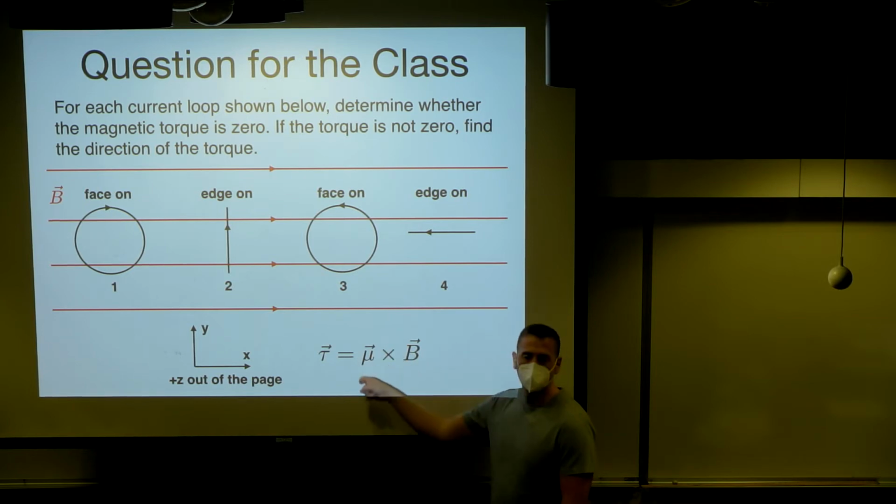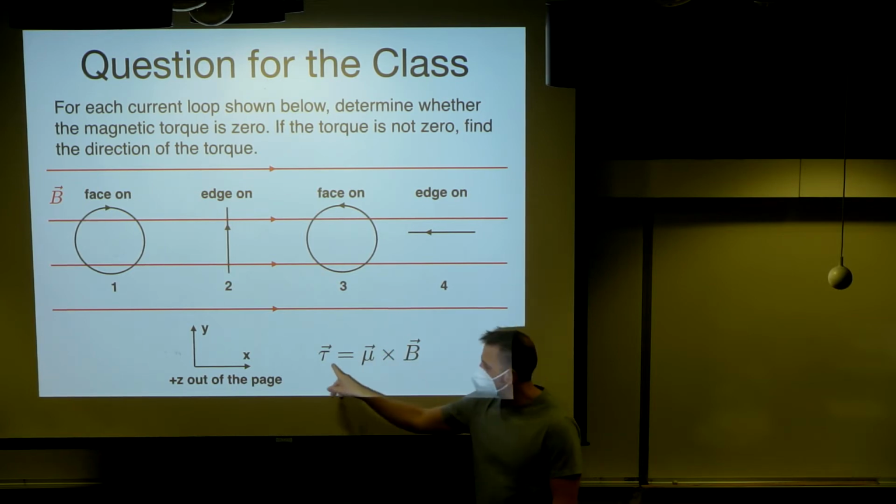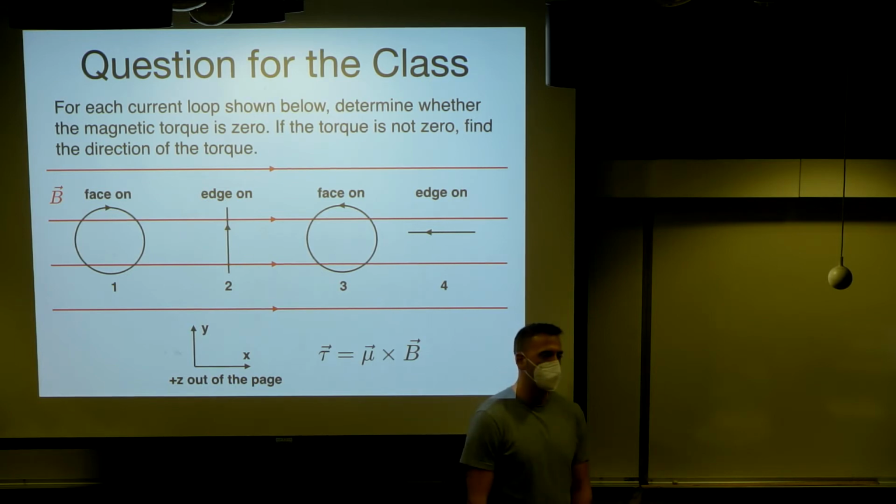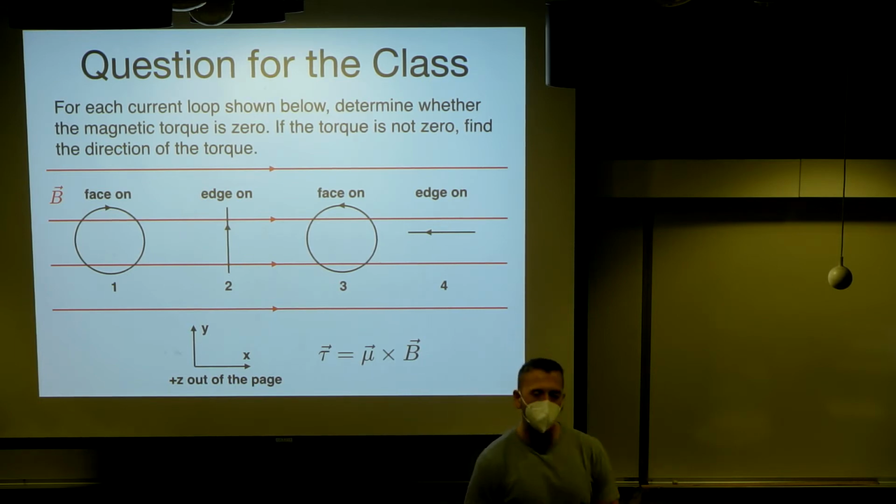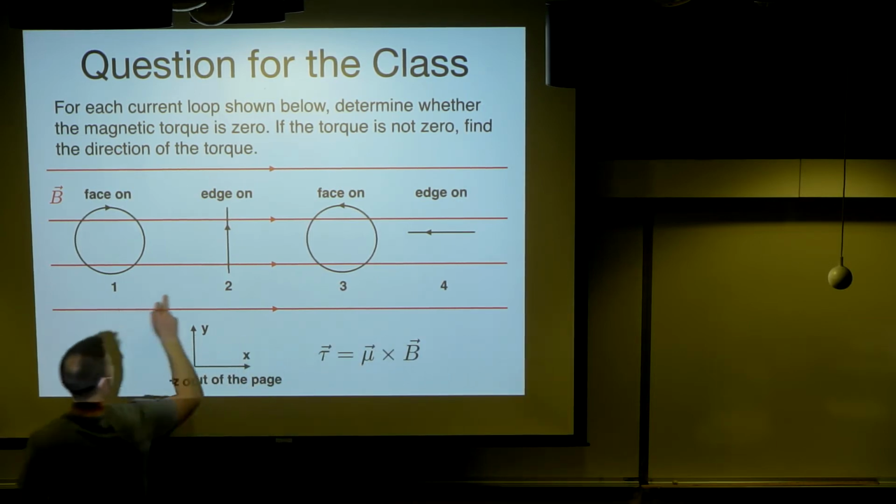That's a second right-hand rule to do the cross product. But once you have that, you'll have the direction of the torque. Okay? So two right-hand rules to get the direction of the torque. All right? So in this situation, our B field's just going straight to the right.